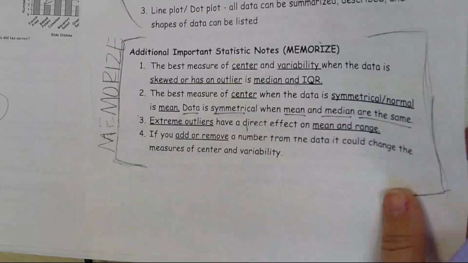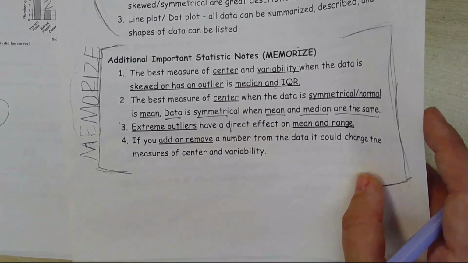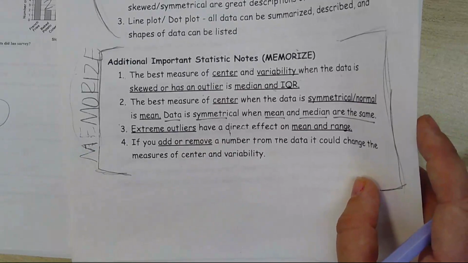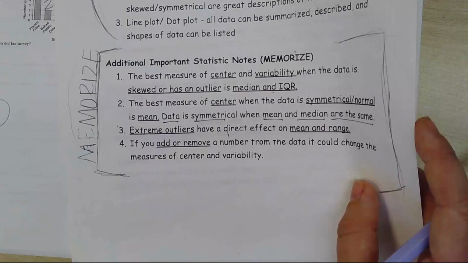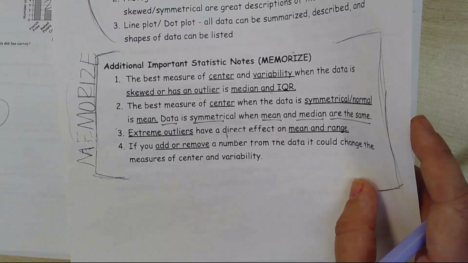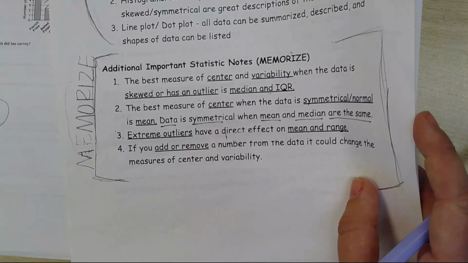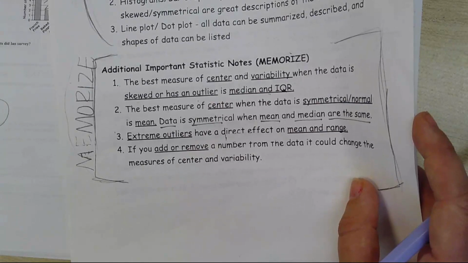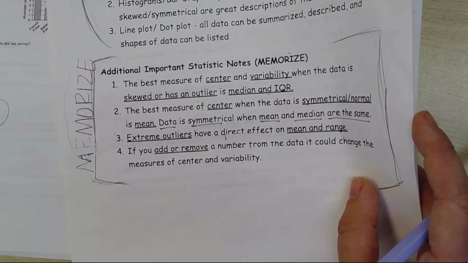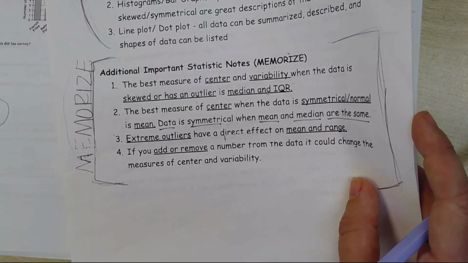This is coming from your statistic notes that you have to memorize. The best measure of center and variability when the data is skewed or has an outlier or is both is median and IQR. And number 2 says the best measure of center when the data is symmetrical or normal is mean. Does it tell you anything for variability when your data is symmetrical? No, because in 7th grade you will have to know that, and that variability is called MAD. Okay?